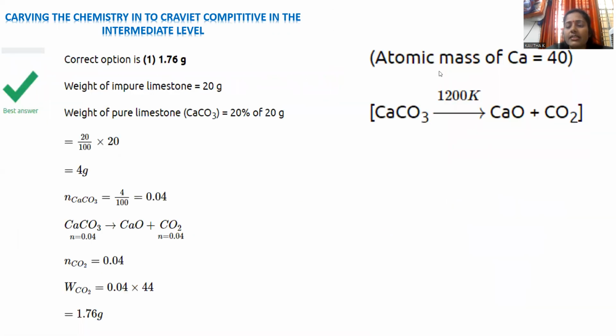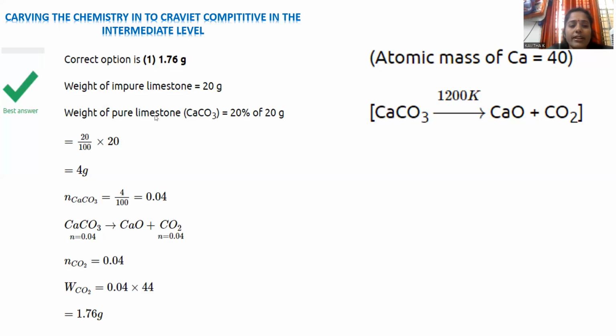In order to get this, the given data is: atomic mass of calcium is 40. Calcium carbonate decomposition at 1200 Kelvin gives calcium oxide and carbon dioxide, right? The weight of impure limestone is given as 20 grams, and it contains 20% purity. Means if the 20 grams were purely limestone, we could say 100%, but in the 20 grams, only 20% is calcium carbonate, and the rest will be other additives.